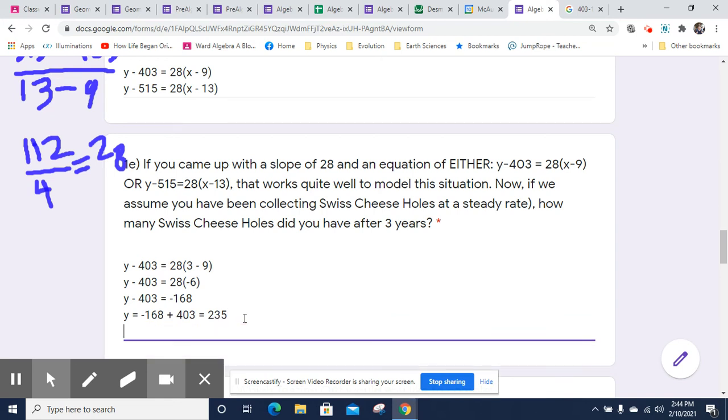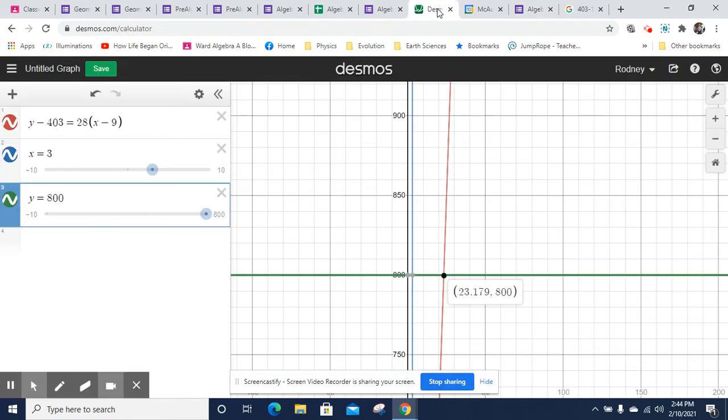So we will have a point at 3, comma, 235. And that tells you that after 3 years, you would have collected 235 Swiss cheese holes according to this model. All right, I hope that has been helpful. I will show you how you could have worked that out on Desmos.